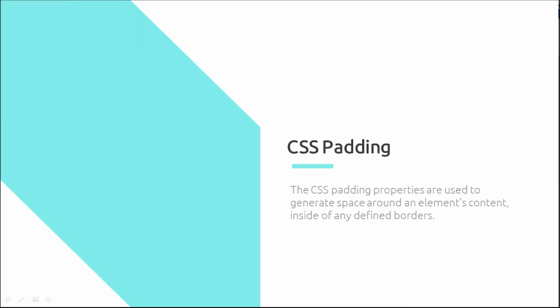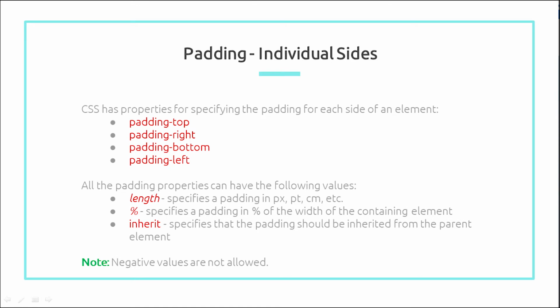The CSS padding properties are used to generate space around an element's content inside of any defined borders. Padding individual sides. CSS has properties for specifying the padding for each side of an element: padding top, padding right, padding bottom, padding left. All the padding properties can have the following values. Length: specifies a padding in pixel, pt, centimeters, etc. %: specifies a padding in % of the width of the containing element. Inherit specifies that the padding should be inherited from the parent element. Note: negative values are not allowed.